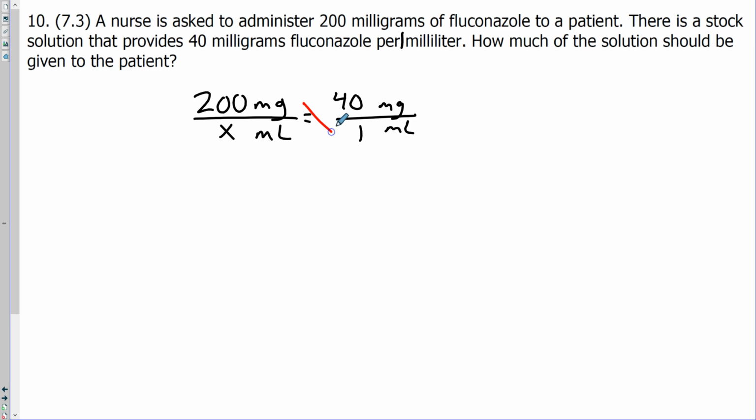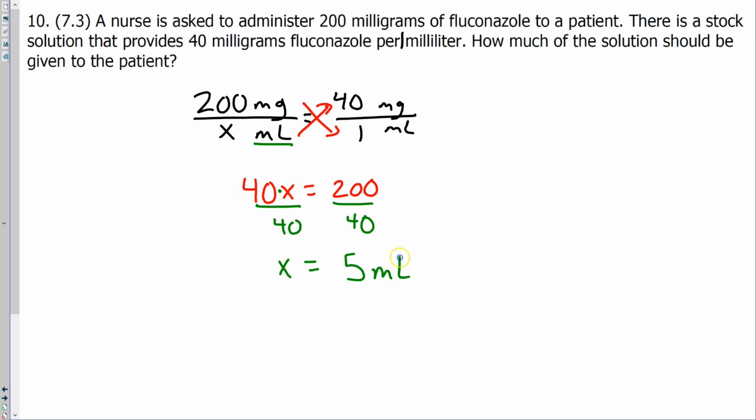Now that we have it set up, we can cross multiply. So 40 times x and 1 times 200, which is 200. And then we'll solve that equation. So to undo the multiplication by 40, we can divide by 40. That will isolate the x. 200 divided by 40 is 5. And we do want units. We're talking about 5 something. Here my labeling can save me. This is 5 milliliters of our drug.